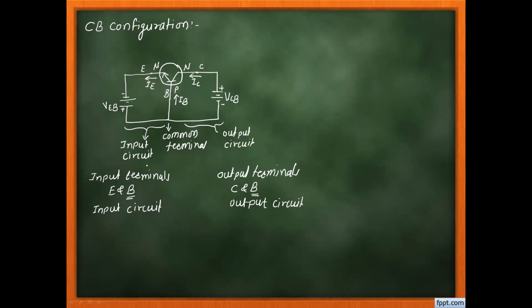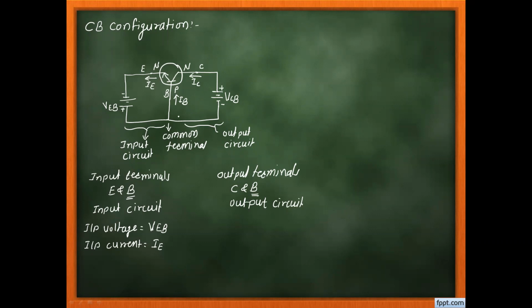Now the input circuit is between E and B, so the voltage between those two terminals is the input voltage, and that is nothing but VEB, because these are the two input terminals. And whatever current flows in that input circuit, we call the input current. Which current flows between emitter and base? Emitter current. So that emitter current is called the input circuit current. The base current is common for input and output, so we cannot say that it is the input circuit current.